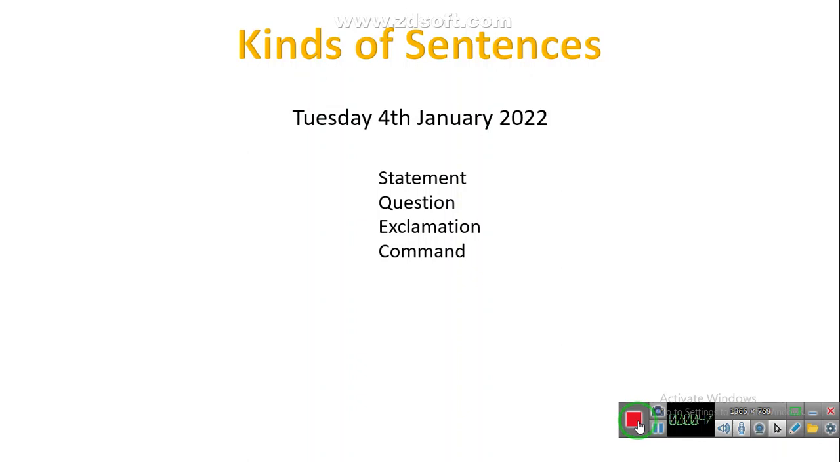Now we will do some grammar, where we will review the kinds of sentences or the types of sentences. As we know, we have four types of sentences, which are the statement, the question, the exclamation, and the command. So we will have a quick revision of what a statement is, what a question is, what an exclamation is, and what a command is.